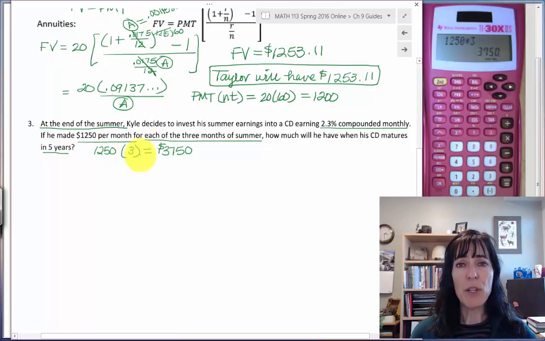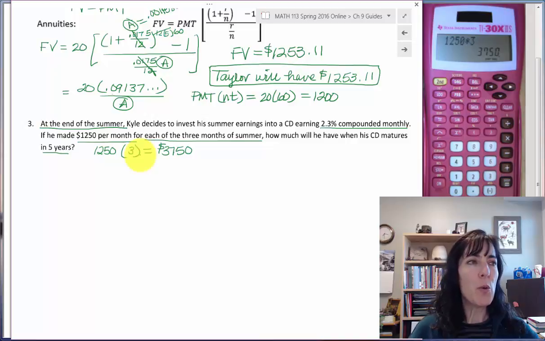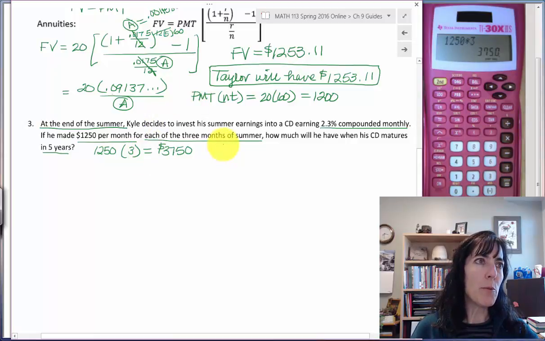And I happen to know, and I don't know if you know, but a CD, a certificate of deposit, is something that you purchase with a big chunk of money and then you leave it sit. You don't add anything to it, you don't take anything out from it for that period of 5 years. So that really tells me that this is a general compounding formula problem. So I need that general compounding formula.